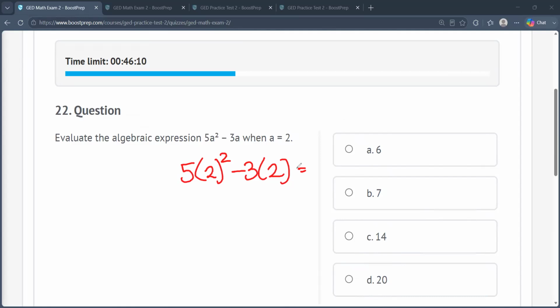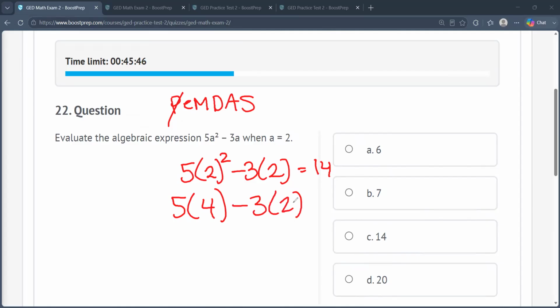I believe it's 14. But if you don't have a calculator, you could just do this one by one using order of operations, PEMDAS. So let's see. Do we have a parentheses? We do, but there's nothing you can do inside that parentheses. Do we have an exponent? Yes, I see one. What is 2 squared? That's 4. And bring down your leftovers.